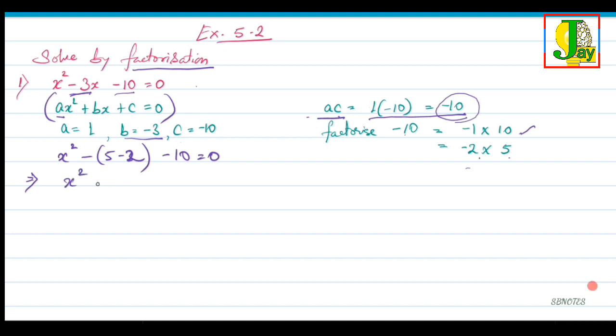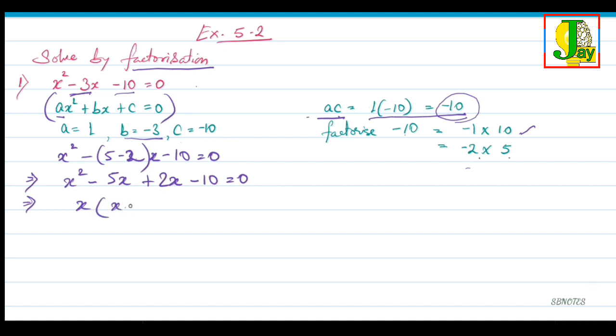So x square, there has to be x. If you open the bracket, you get minus 5x, then minus into minus plus 2x. So if you now add minus 5x plus 2x, you get minus 3x. So now you can easily solve. You have already understood how to factorize, expressing the left expression into linear factors.